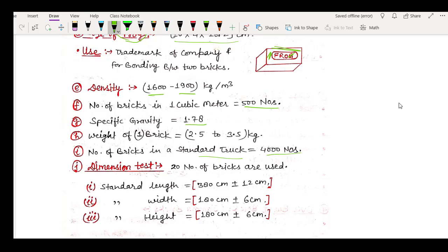So when you are ordering bricks for your home or for your site, you can roughly get an estimate that one truck contains around 4000 bricks. From this calculation you can order the number of trucks.